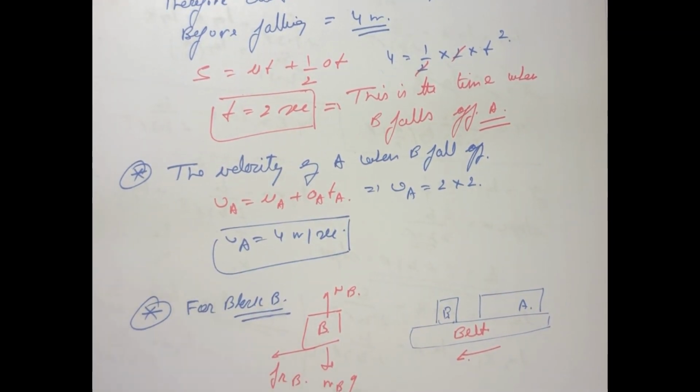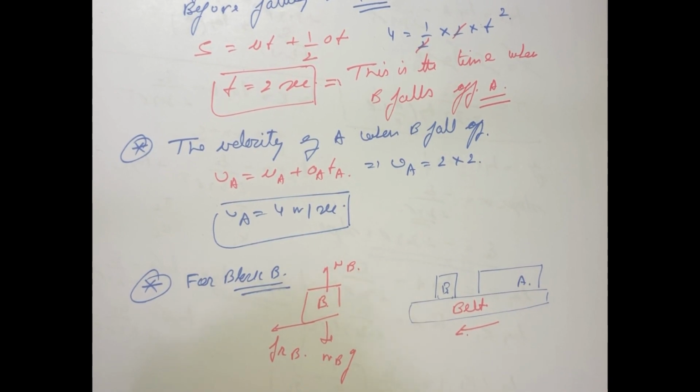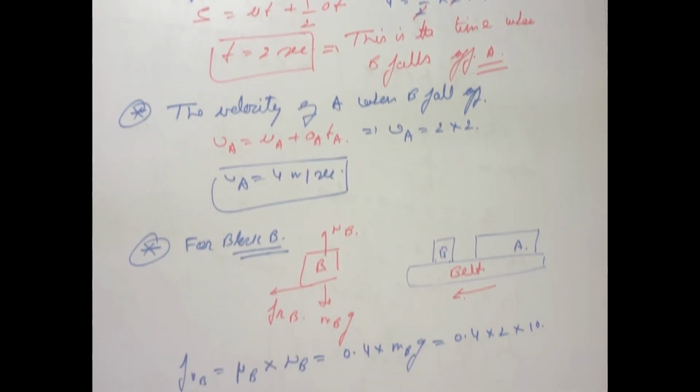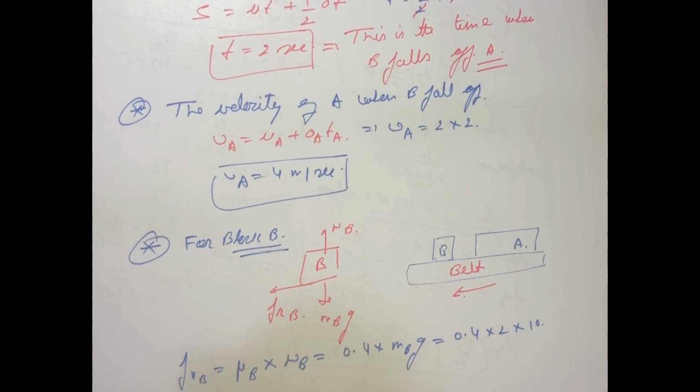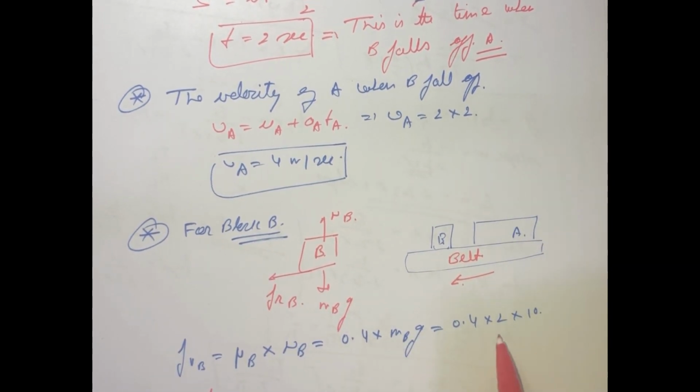So we can say the force of friction FRB will be equal to mu B multiplied by NB, and mu is given 0.4, NB will be equal to MB into g, so this will be 0.4, mass is 2, and this is our 10. You can say the force of friction FRB will be coming equal to 8 Newton.